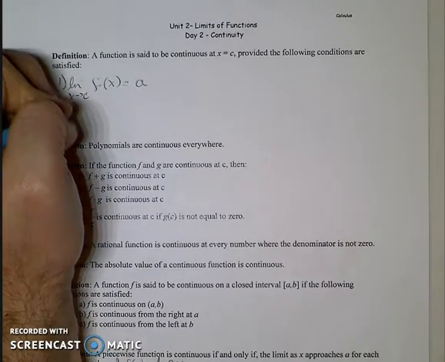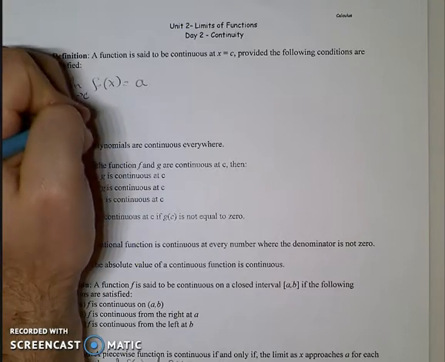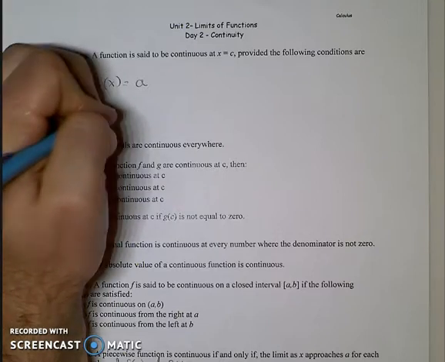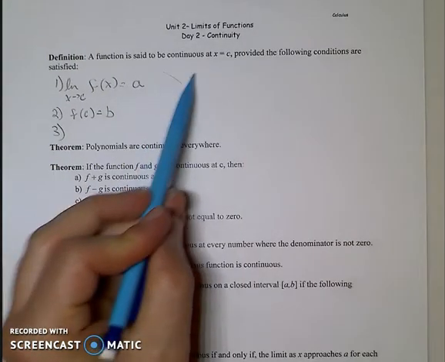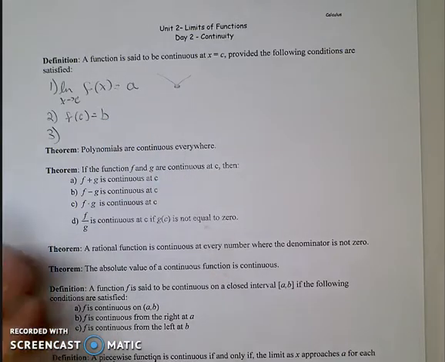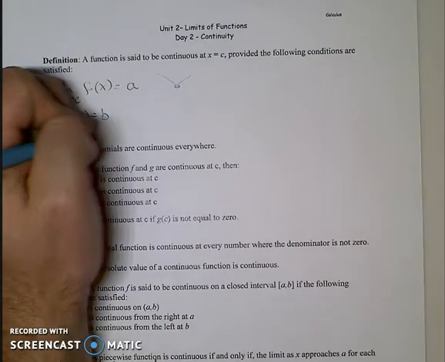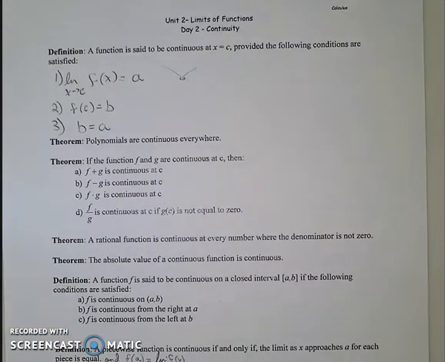2, so the limit exists. 2, a function has to be defined, so f of c has to equal b. And 3, we know that the limit exists, and then the function is defined, we have to fill in the holes. So we know that b has to equal a, or a has to equal b. Either way you want to write that does not matter to me.